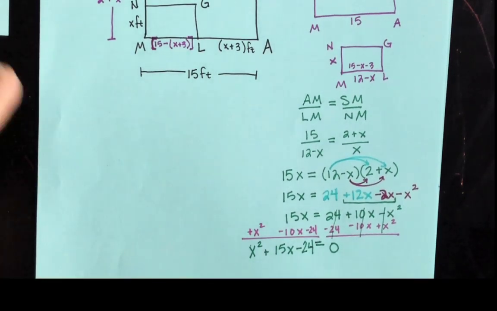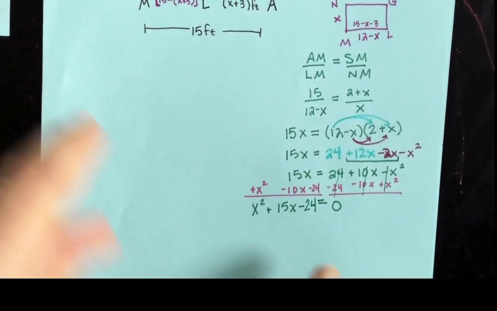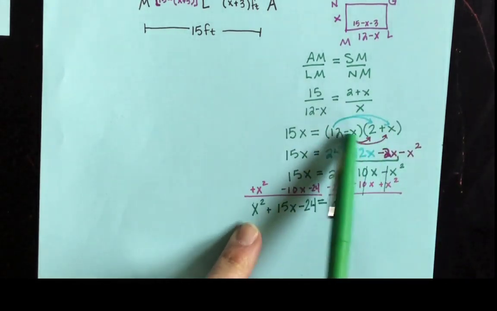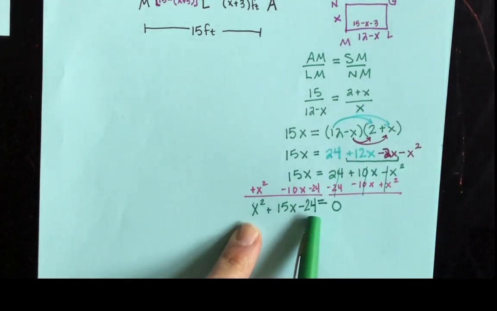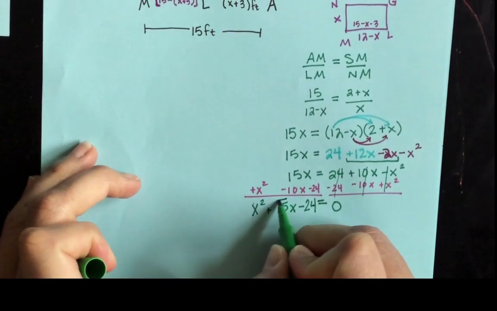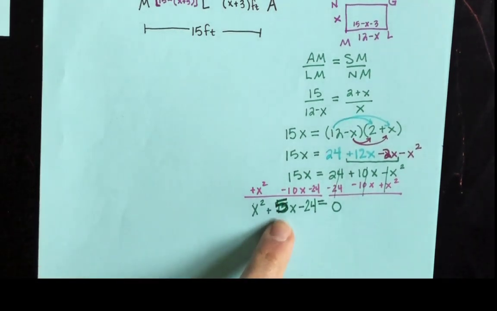And there are lots of ways to solve quadratics. Thankfully, the easiest way is by factoring. And we want to think about this whole FOIL method again. What times what is negative 24, but adds up to 5?